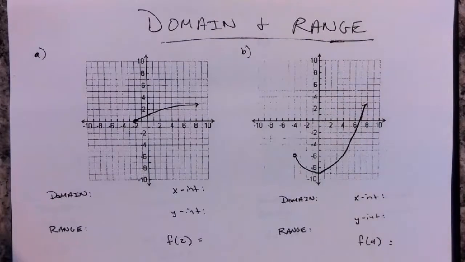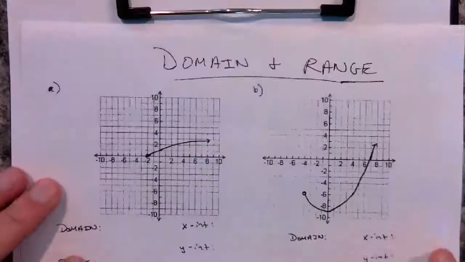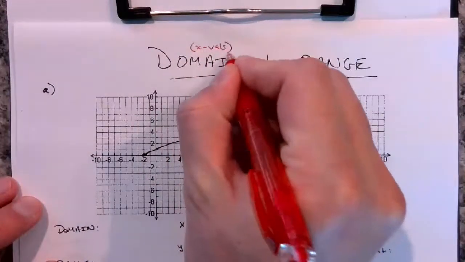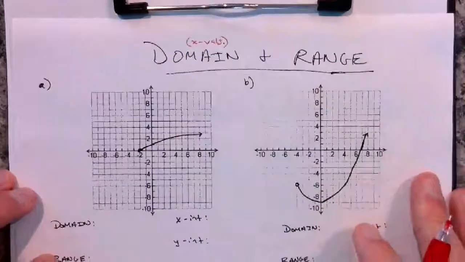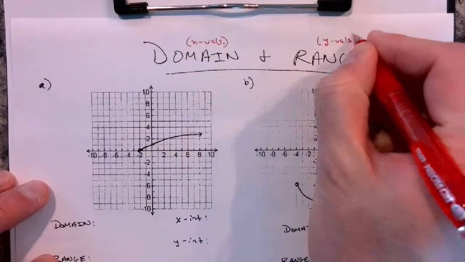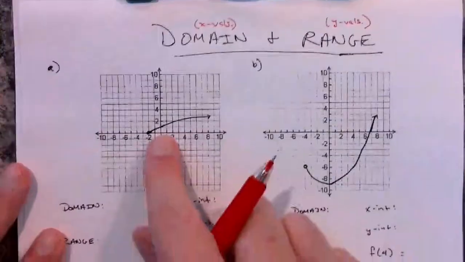Alright, this video is on determining the domain and range of a function graphically. Just remember that when I talk about domain, what I'm really talking about here is a set of all possible x values. When I talk about range, what I'm really talking about here is a set of all possible y values. So when I look at this first graph, we have this function here.